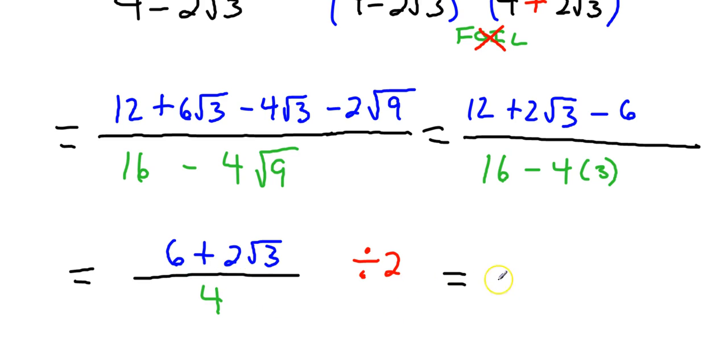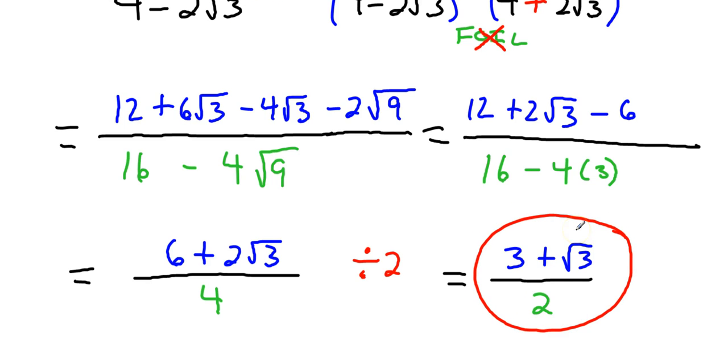So then you've got 6 divided by 2 for 3. 2 divided by 2 for just 1, or just square root of 3. And then 4 divided by 2 would make that 2. Where did you get that minus 6 at?